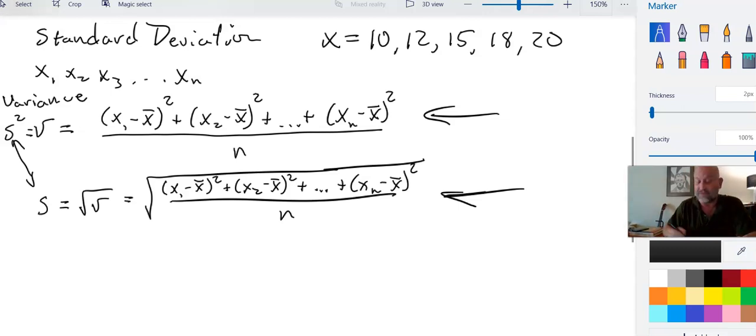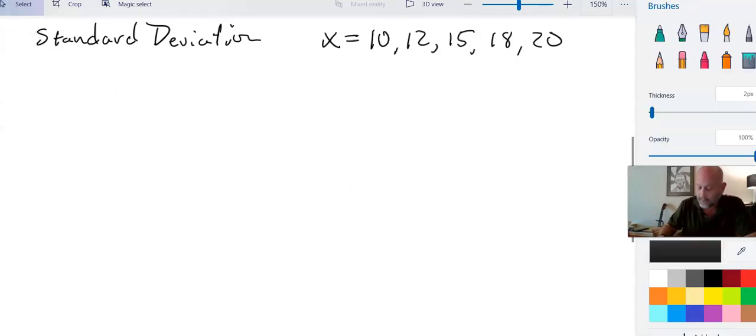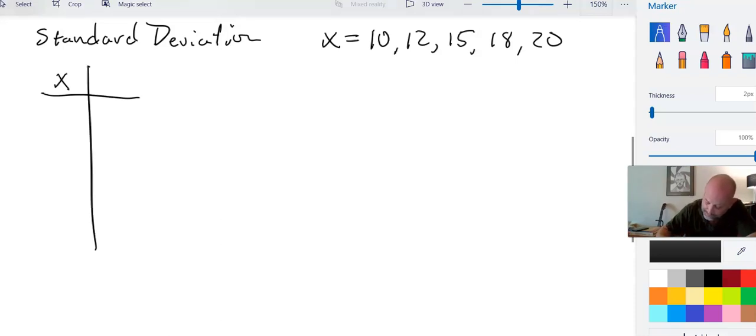So I'm going to assume you have this written down now. What I'm going to do is show you a little bit nicer way to get a hold of this. Let's do it this way. The nicer way to get a hold of this is to make a table. I like to list my values this way. So we have 10, 12, 15. Ooh, my handwriting.